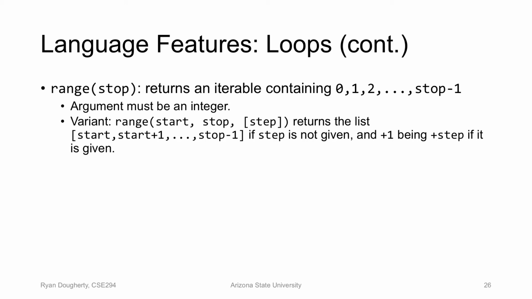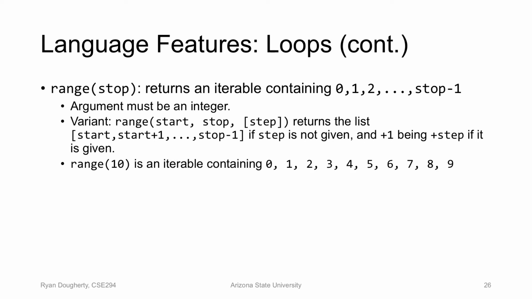But there's actually an optional third argument, which is, like we've seen when we did the slicing example, the step. So instead of going up each integer once, you can go every other integer. You can go backwards if you want to. All kinds of things you can do. Okay? So it'll return start plus 1 up to stop minus 1 if the step is not given, and instead of plus 1 here, it'll be plus step if the step number is given.